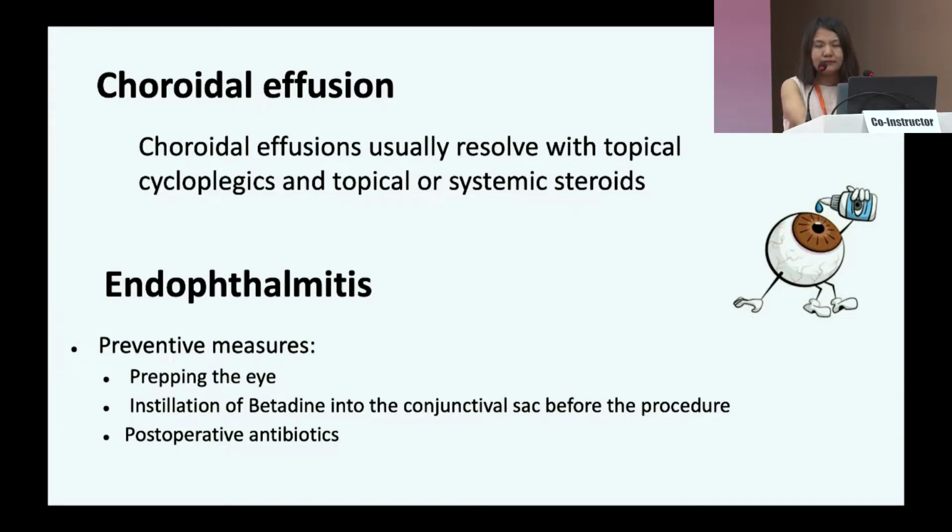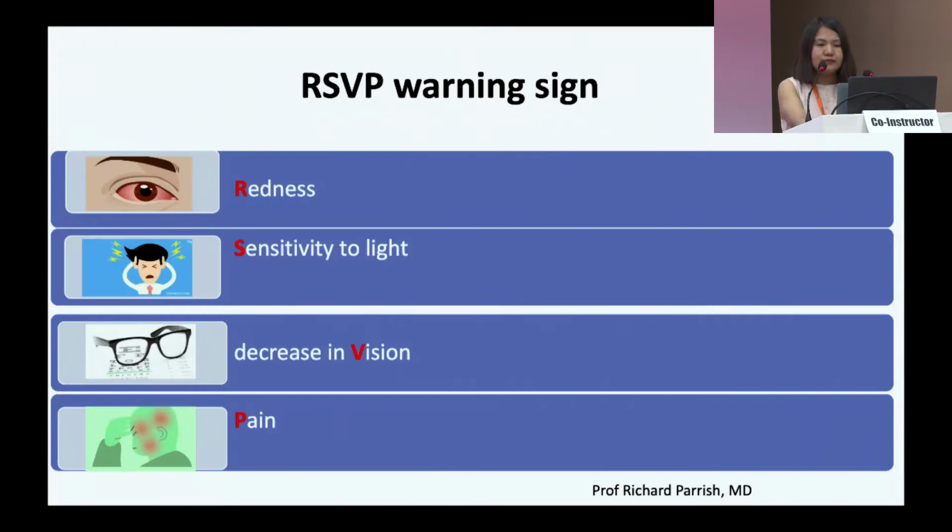And endophthalmitis is the most dreaded complication for any ophthalmologist. Blebitis and bleb-related inflammation and endophthalmitis can present at any point of time after trab surgery or glaucoma surgery. We can prevent it by prepping the eye with antibiotic topical drops preoperatively. Instillation of betadine is essential, and again, post-operative antibiotics. We should always explain to the patient the RSVP sign as described by Professor Parish. That is redness, sensitivity, decrease in vision and pain. We should tell the patient that at any point of time in follow-up, they should always keep these 4 points in mind.